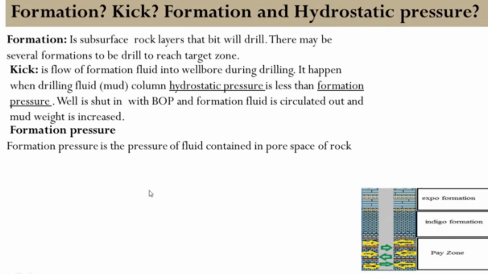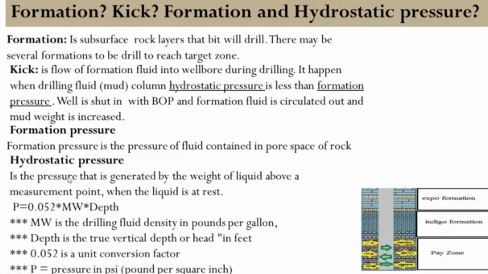Formation pressure. Formation pressure is the pressure of the fluid contained in the pore space of the rocks. Hydrostatic pressure is the pressure that is generated by the weight of the liquid above a measurement point. When the liquid is at rest, this pressure can be calculated as P equals 0.052 multiplied by mud weight multiplied by depth.